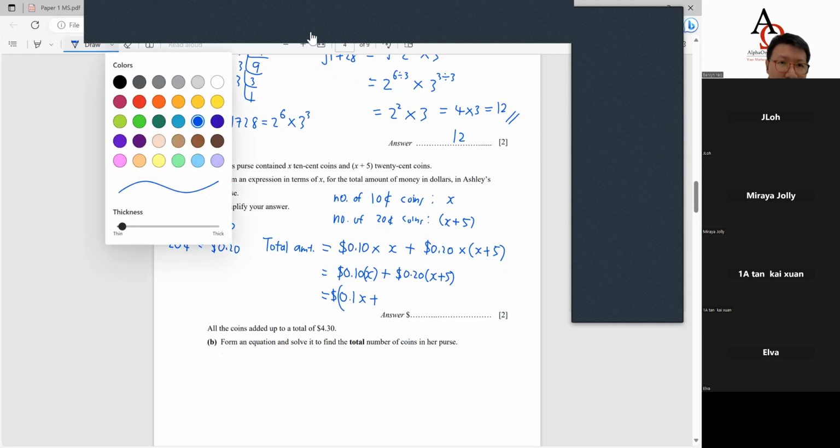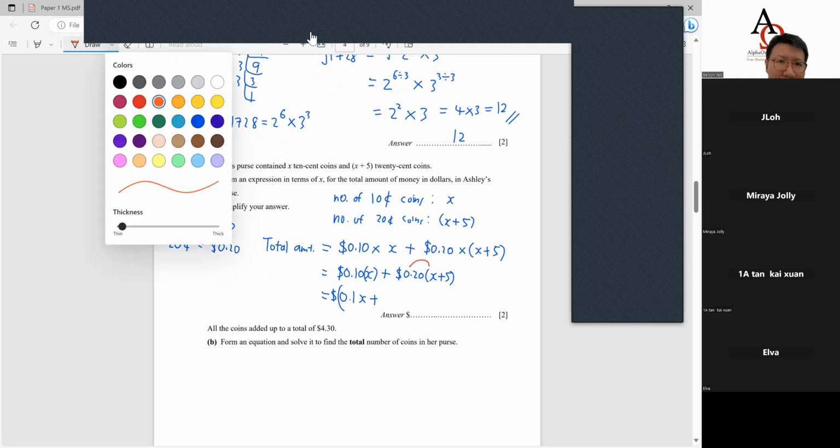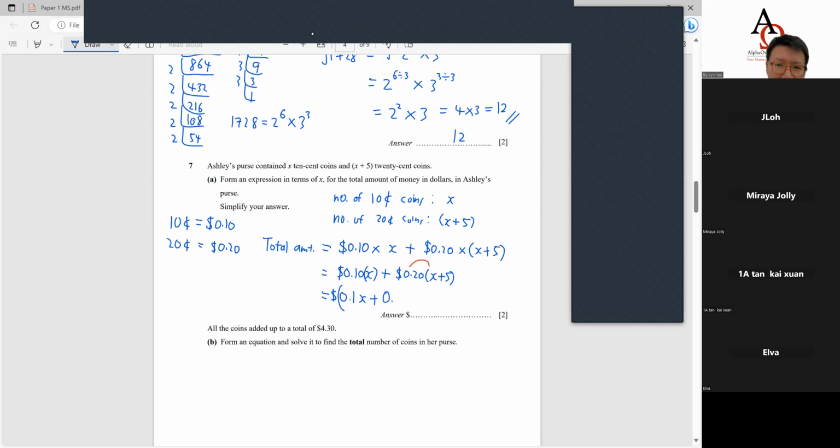Rainbow here, rainbow here. Can use calculator. 0.2 times x will just be 0.2x. 0.2 times 5 will be 1. So to simplify it a bit, the final answer will be 0.3x plus $1. This should be the expression for the total amount of money in Ashley's purse.